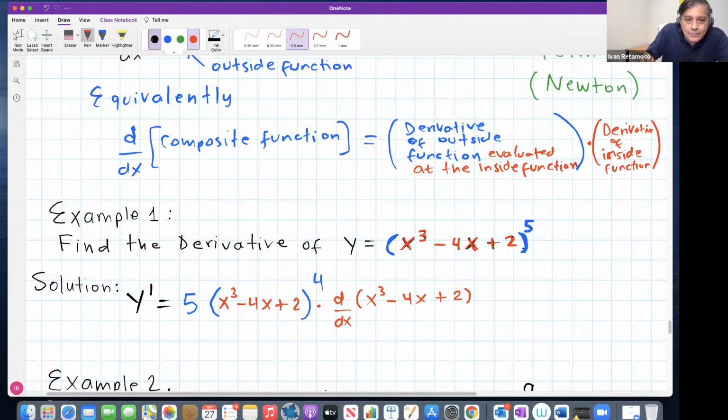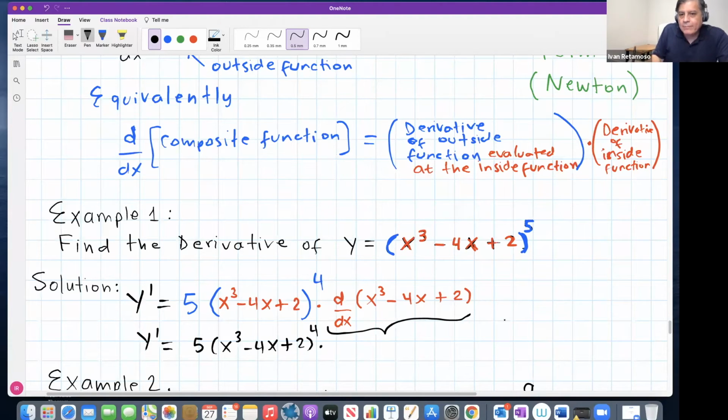Okay, so the derivative y prime of this composite function will be 5 times x cubed minus 4x plus 2 raised to the 4th power times this derivative. But could anyone tell us what is this derivative? Derivative of x cubed minus 4x plus 2. You can write it on the chat. You can say it. I see. Students are writing stuff there. Excellent, excellent, Ma. Yep, very good, Gonka, too.